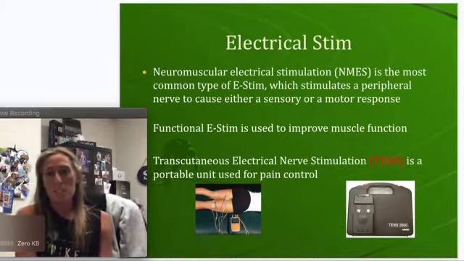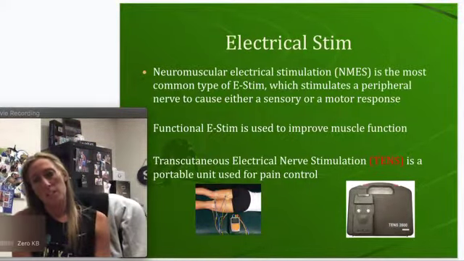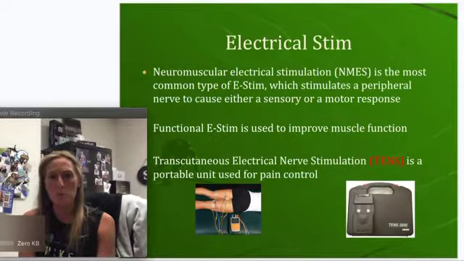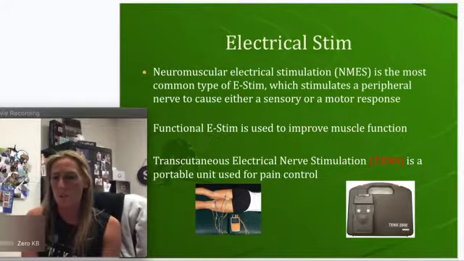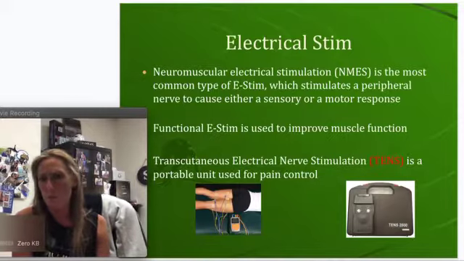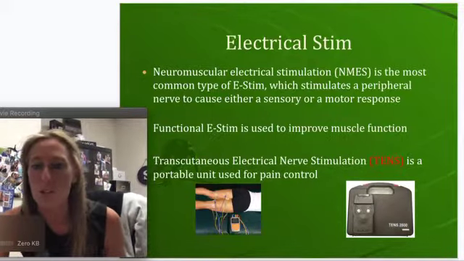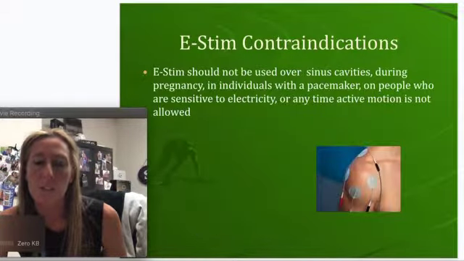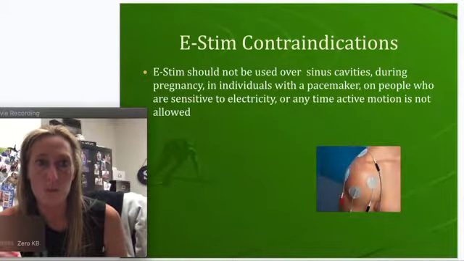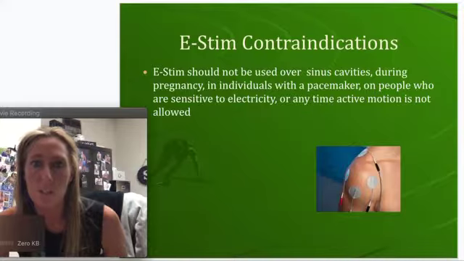The next one is the TENS machine, or the transcutaneous electrical nerve stimulator. It's a portable unit that somebody would wear for an extended period of time. They can go about their normal activities while using this machine, which is different than the E-stim you'd be hooked up to for 10 or 15 minutes.